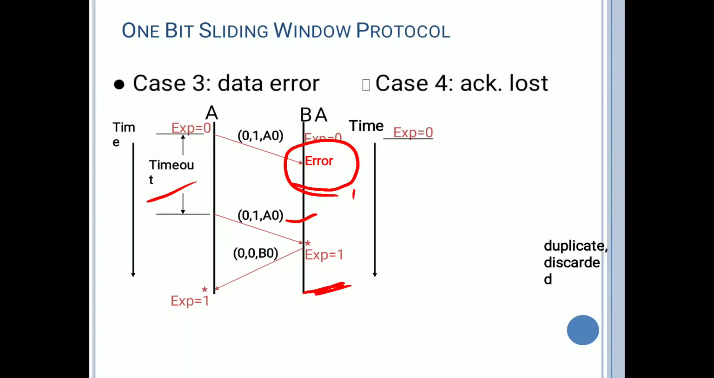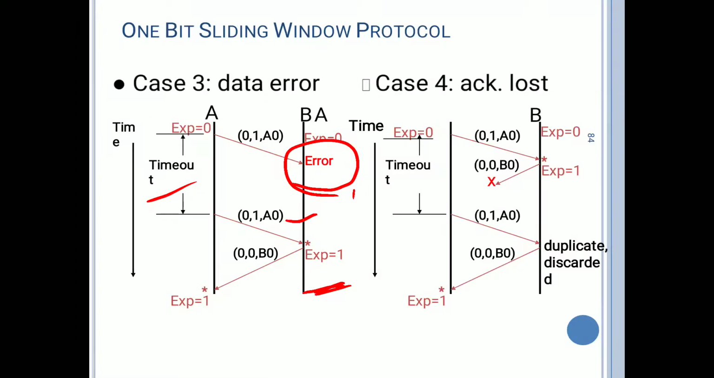Now, for example, acknowledgement is lost. What will happen? The sender sends the data, A0, 1, A0. It is correctly received by B, and B starts sending the acknowledgement, that is 0, 0, B0. But due to the noisy channel, the data is lost in the middle. So what will happen? The sender is waiting for the acknowledgement and B is waiting for the next frame.